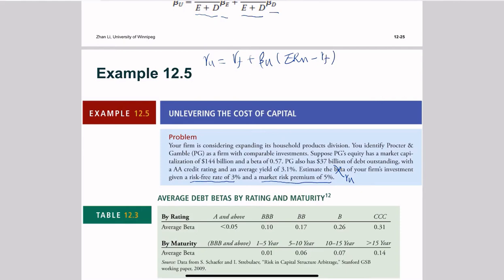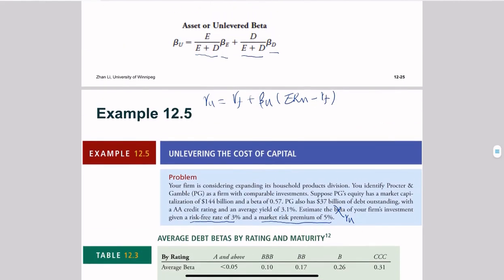Now, what is beta U? Well, we have just learned about this, right? Beta U is given by this formula. So let's use this formula to solve for beta U. And we can find out the value of equity is 144, and the value of debt is 37. And beta of equity is 0.57.